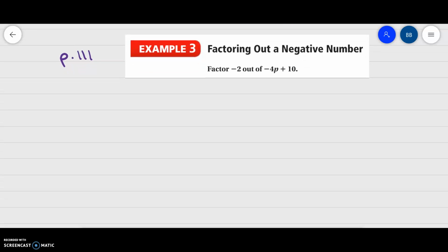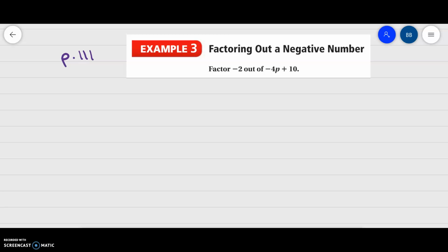So this example is on page 111 of your textbook, and we're starting with negative 4p plus 10. And it tells us to factor out a negative 2. So we're going to have negative 2 times something, and it's going to equal negative 4p plus 10. So there's two ways to do this. The first way to do it is to just think negative 2 times what equals negative 4p.